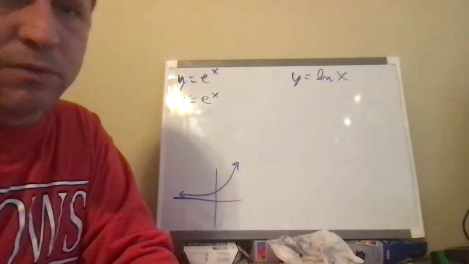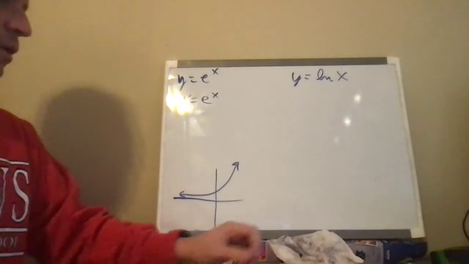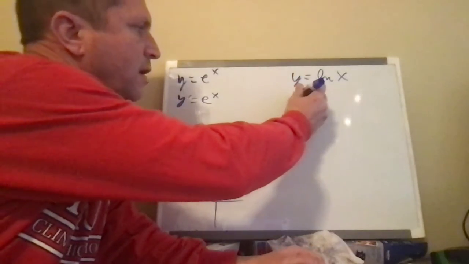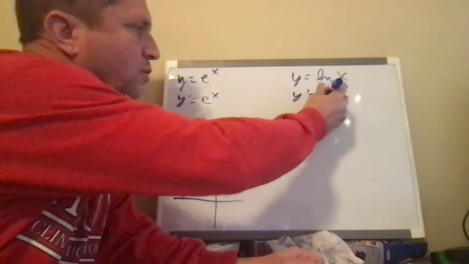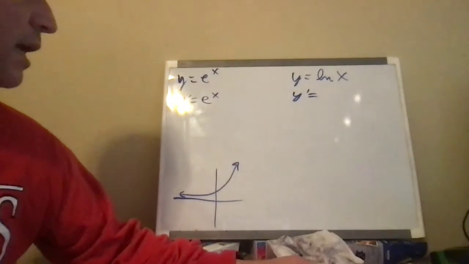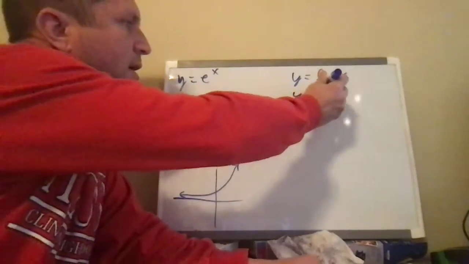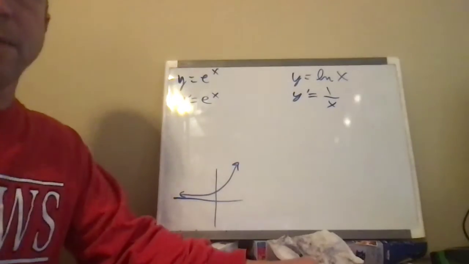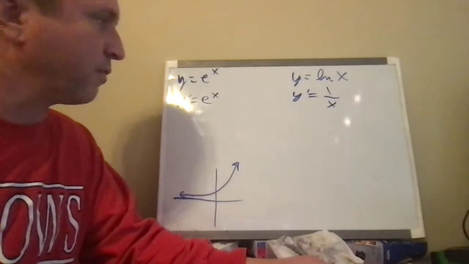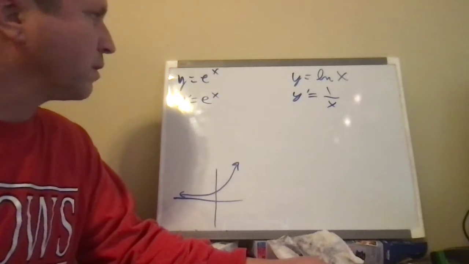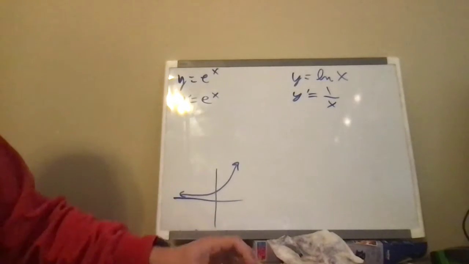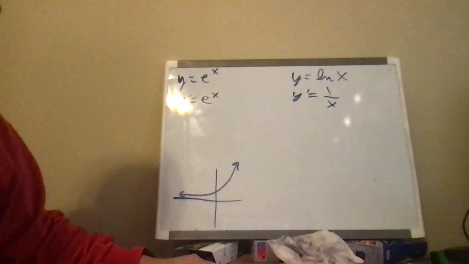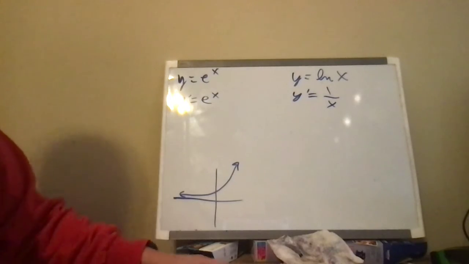Now we go to the natural log of x. There's a way to show the derivative of the natural log of x exponentially, but for right now, we are just going to take it that y prime equals 1 over x. So these are our two different functions.